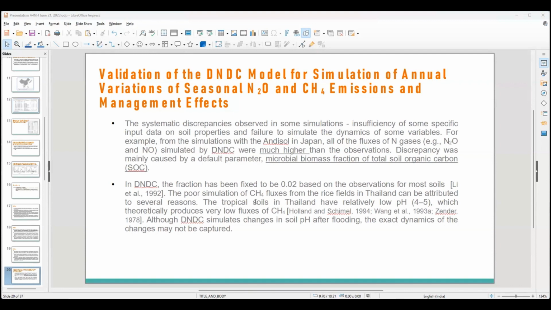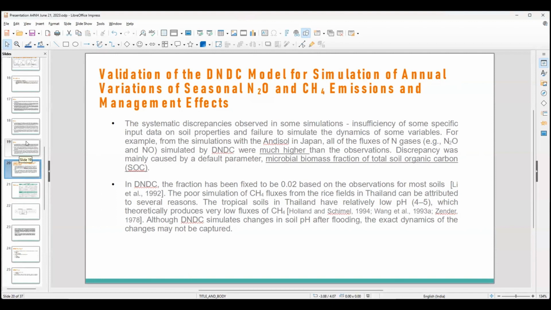The poor simulation of methane fluxes from rice fields in Thailand can be attributed to several reasons. The soils in Thailand have a low pH of 4 to 5, which theoretically produces very low fluxes of methane. So although DNDC simulates the changes in your soil acidity after flooding, the exact dynamics of the changes may not be captured. With this, we have given you a brief exposure to what kind of empirical exercises you can do with DNDC and how you can bring it into policy.